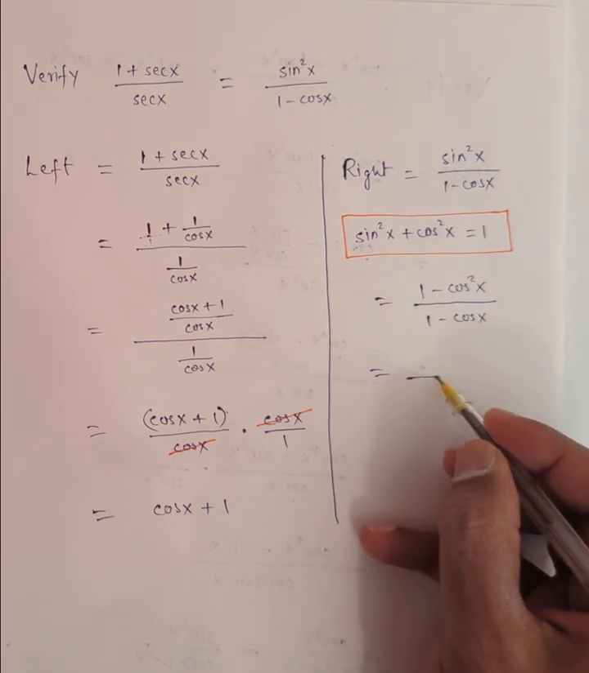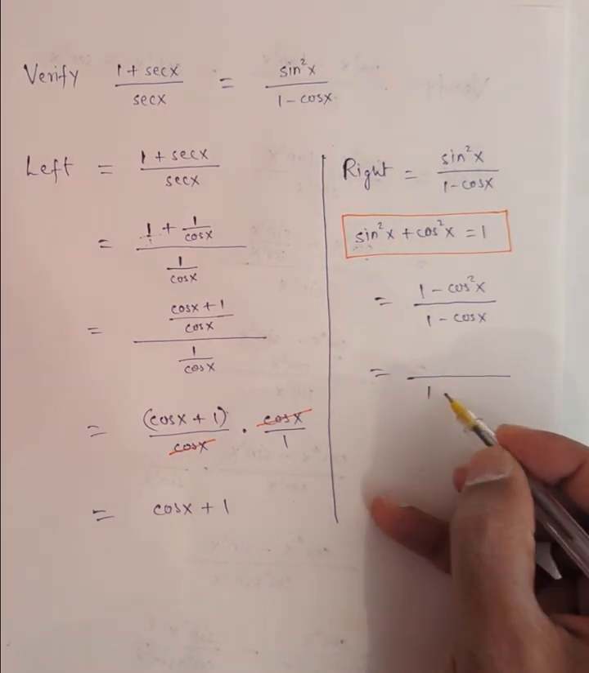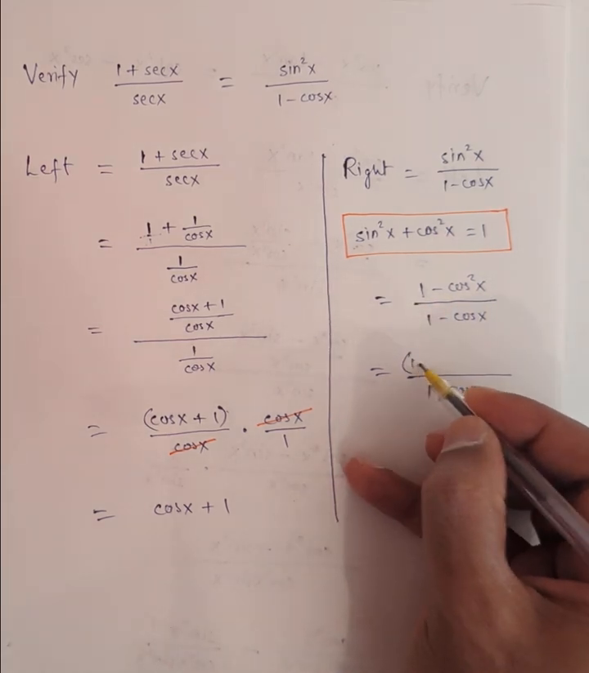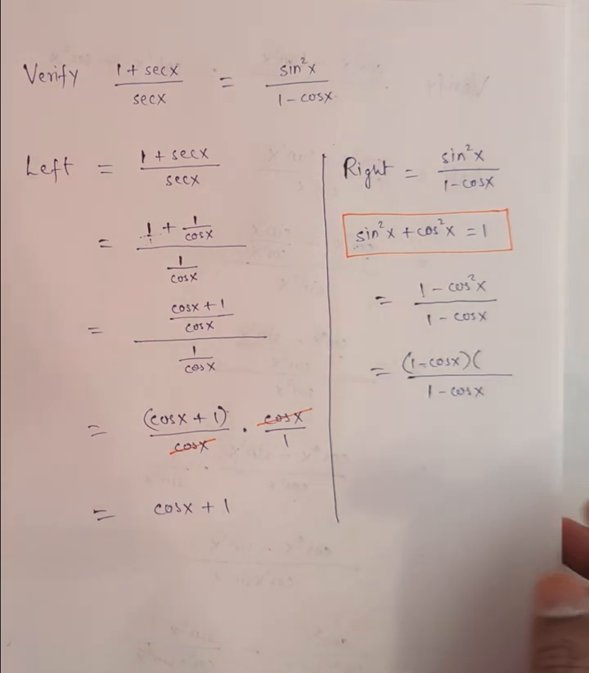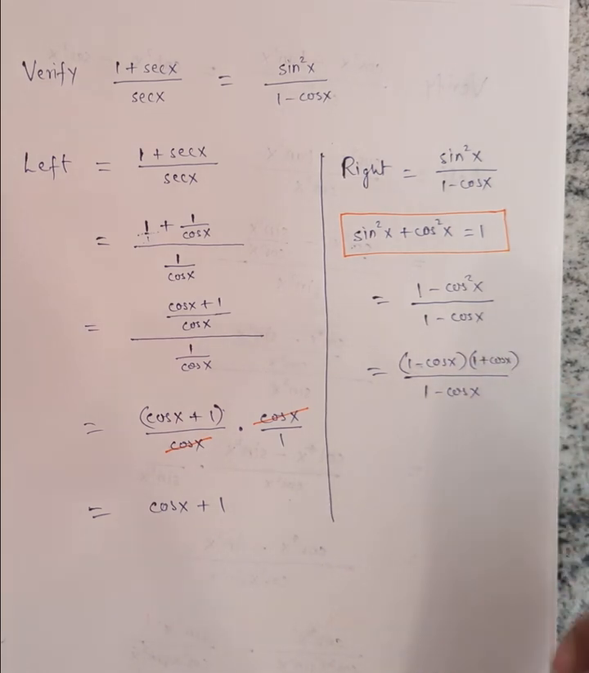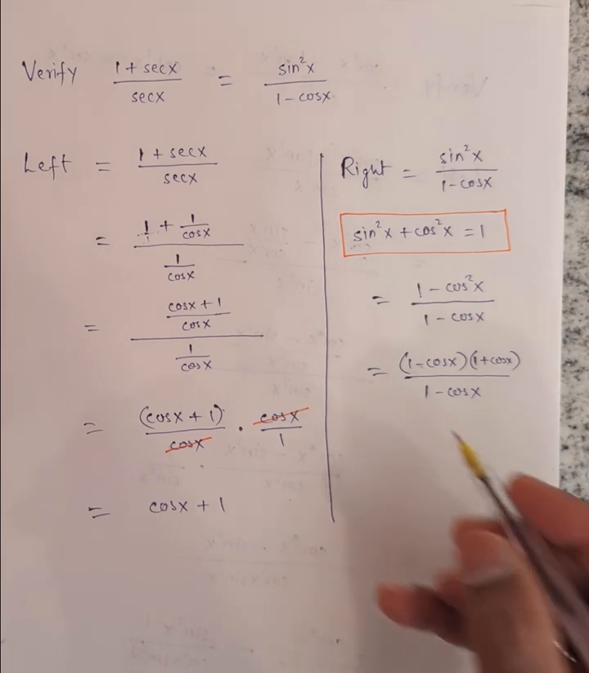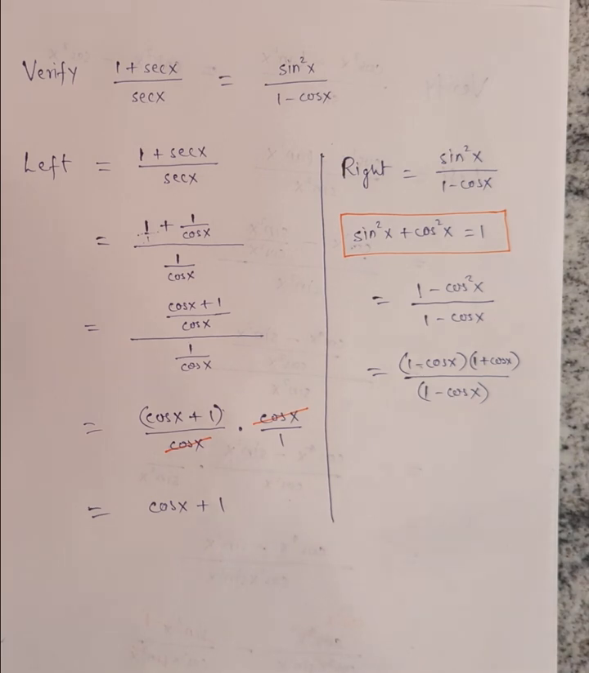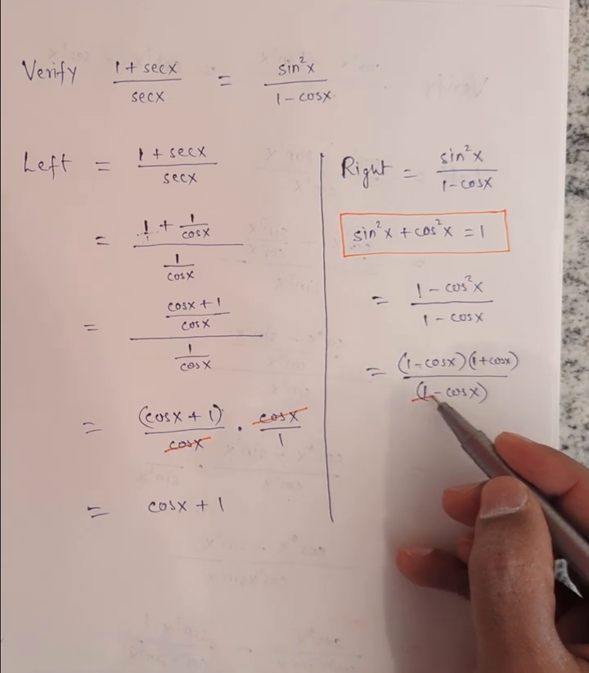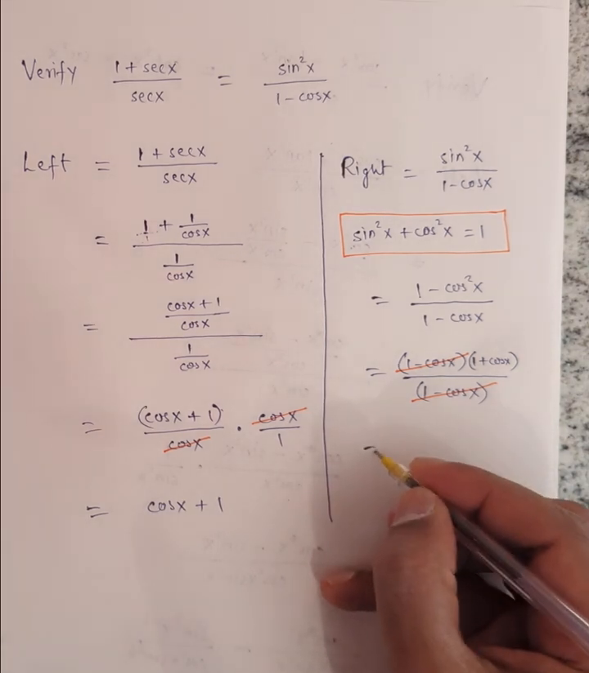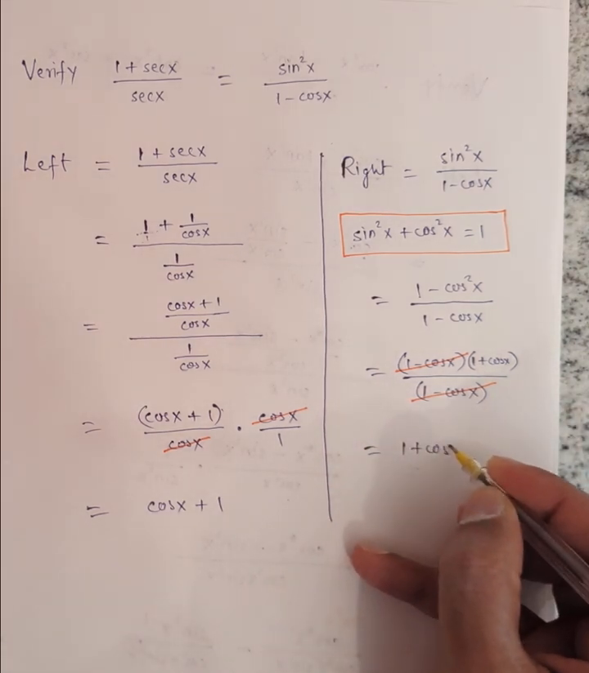So I can rewrite my numerator. Let me copy the denominator. It's just 1 minus cos x. And the numerator can be factored into 1 minus cos x and 1 plus cos x. And the denominator, you can put that binomial in parentheses. Now notice there is a common factor of 1 minus cos x in both numerator and denominator. So you can strike that out. So what's left is simply 1 plus cos x.